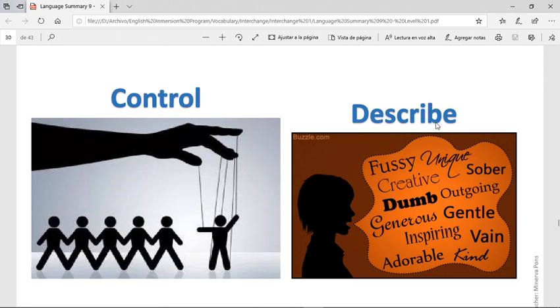Okay? Describe. To describe is to specify each one of the things about something. Maybe you are talking about a person. Oh, that person is creative, but he's shy, and he likes to go out, so he's outgoing. You're describing the person.